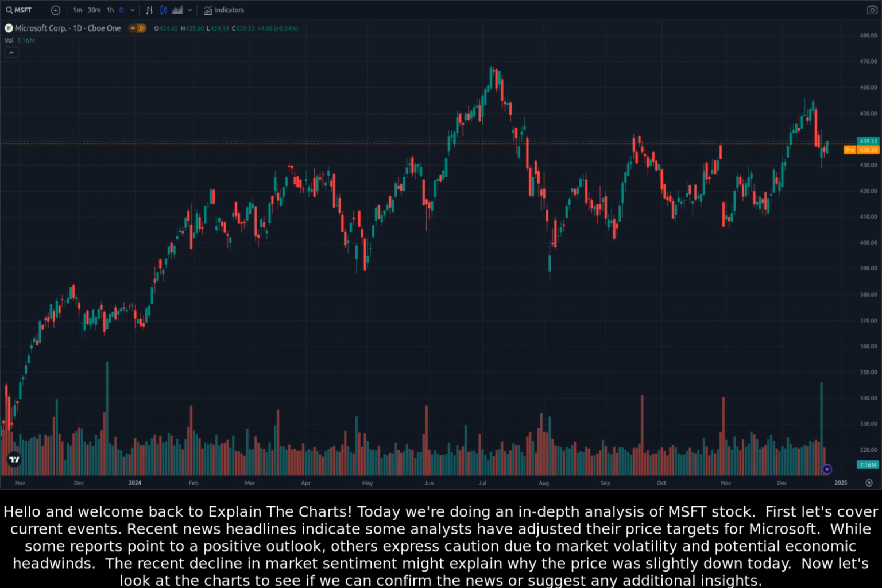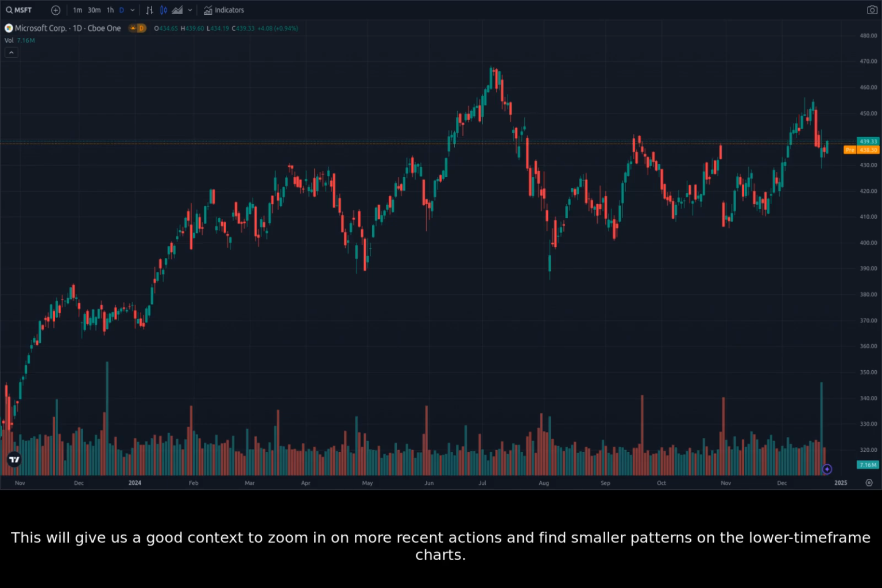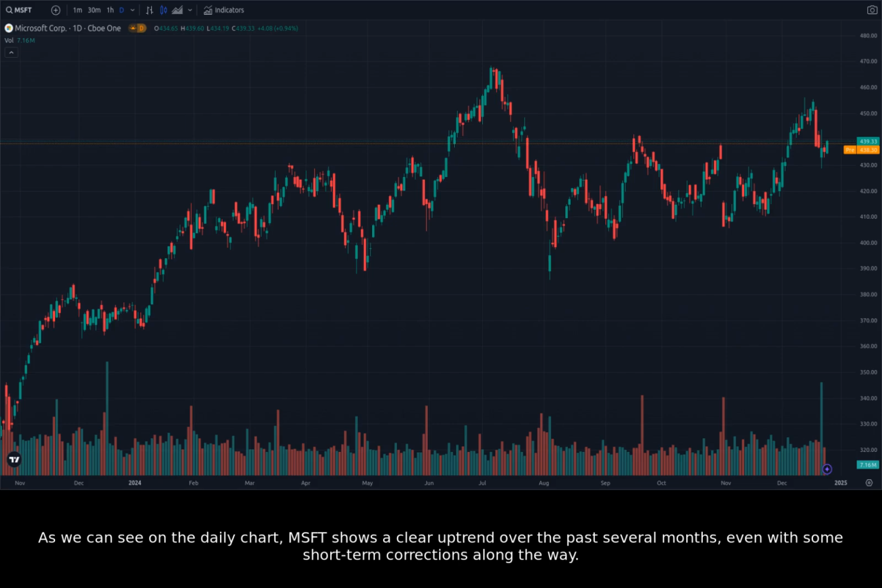Now let's look at the charts to see if we can confirm the news or suggest any additional insights. We'll start with the daily chart, which will show us the overall trend over the past few months. This will give us a good context to zoom in on more recent actions and find smaller patterns on the lower timeframe charts. As we can see on the daily chart, Microsoft shows a clear uptrend over the past several months, even with some short-term corrections along the way.